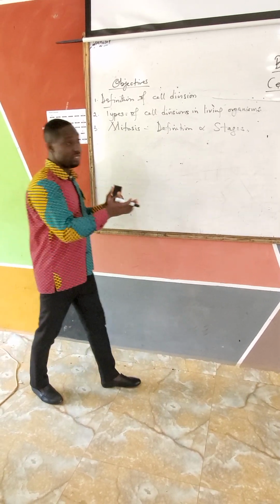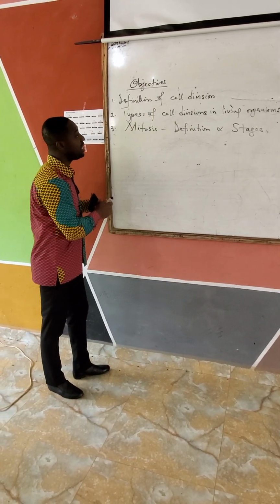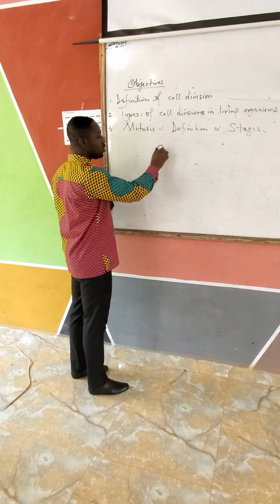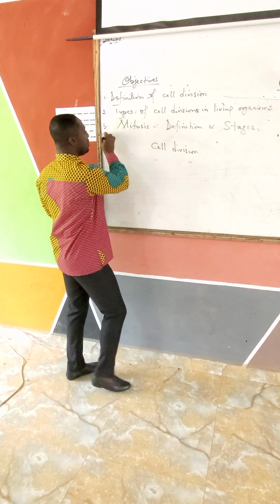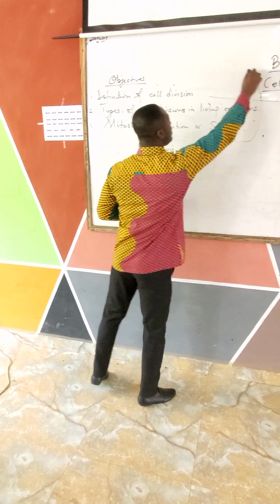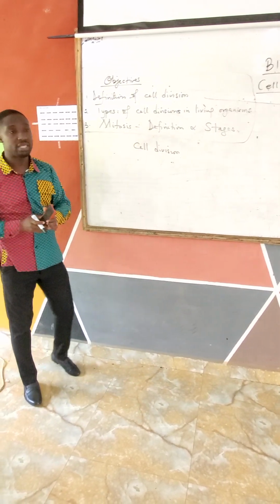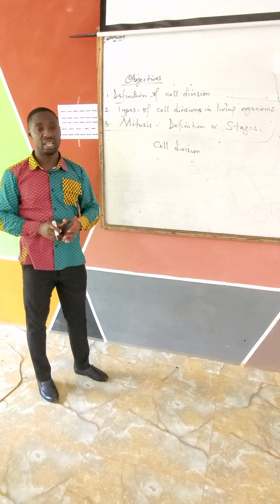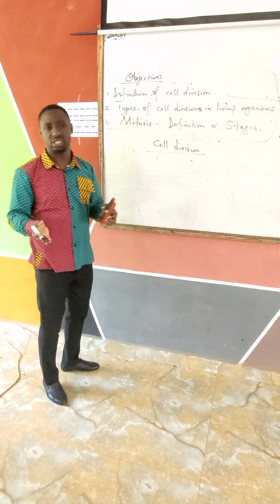So, without wasting much time, let's quickly look at the definition of cell division. So, cell division. Remember to keep these instructional objectives, write them somewhere in your book so that it will guide you as we move along in the lesson. So, cell division. What is cell division?